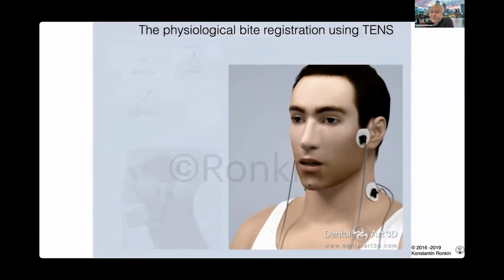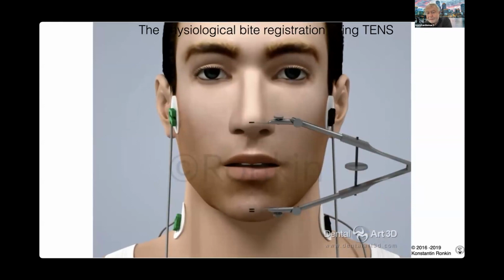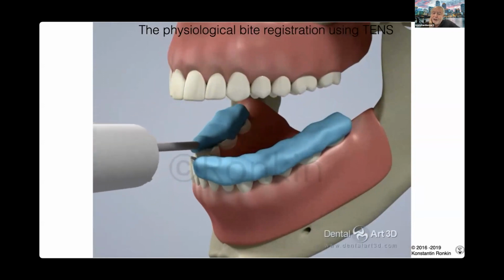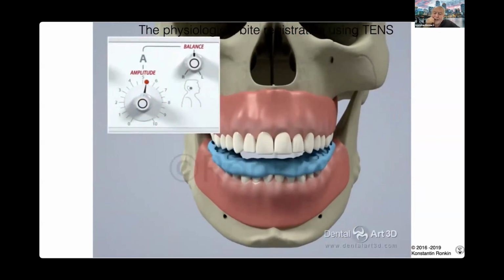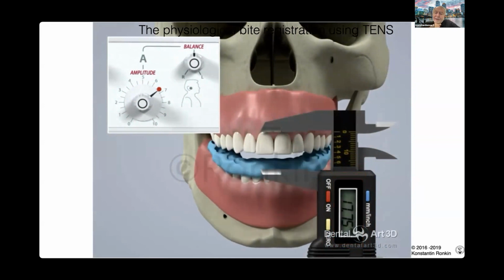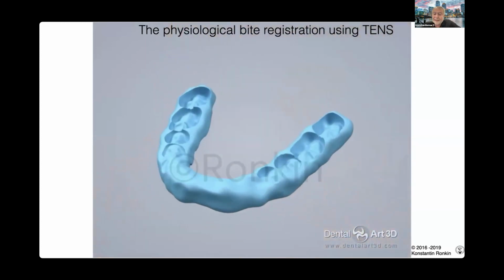I'm not going to give you details on this because it's definitely going to take me more time, and most of you probably know everything, and some of you don't. So obviously this lecture is not enough to give you details. But the one thing I have to tell you is that TENS is doing the job. TENS puts the jaw in the right physiological trajectory and right rest position, and we can use this position to determine the neuromuscular occlusion. And as a result, we get this neuromuscular occlusion, and we get this type of record that you can use for your future treatment.